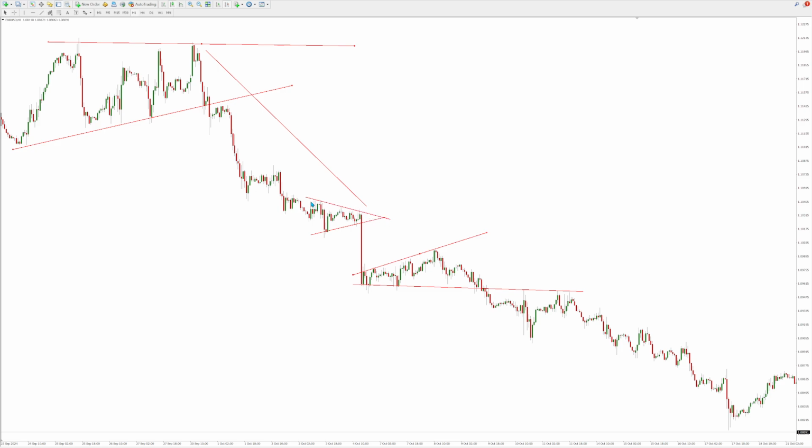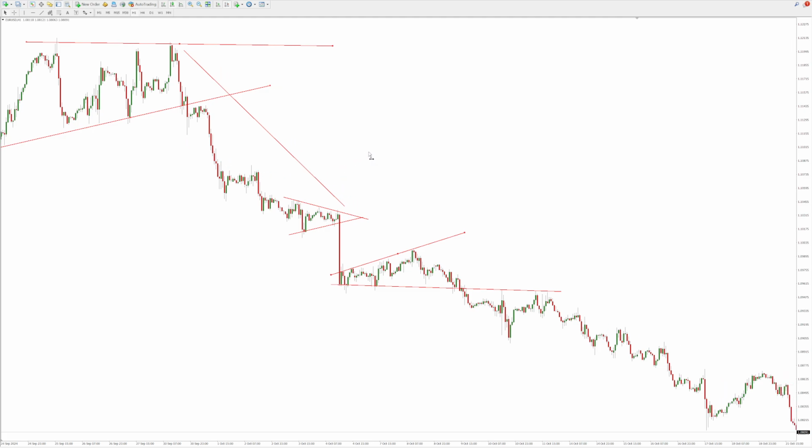Okay, this is another wedge type pattern. It's almost like the opposite of a broadening pattern. You can see how rather than price getting wider as it does here, it's just squeezing, getting tighter and consolidating more until you have that inevitable breakout there to the downside.